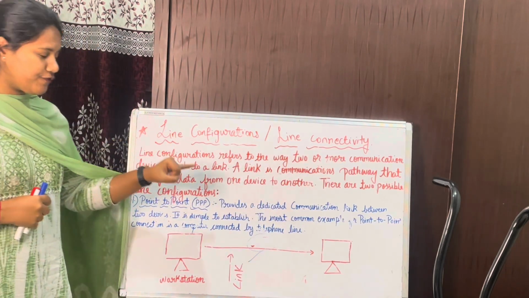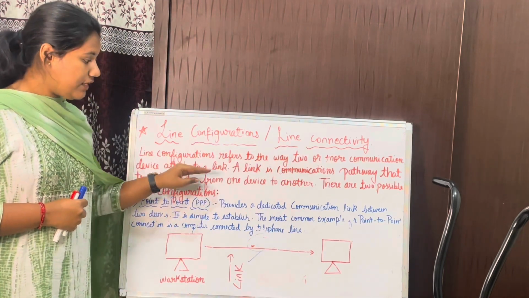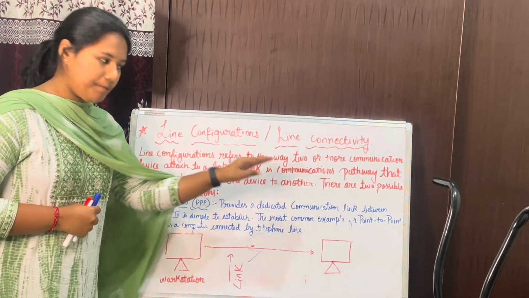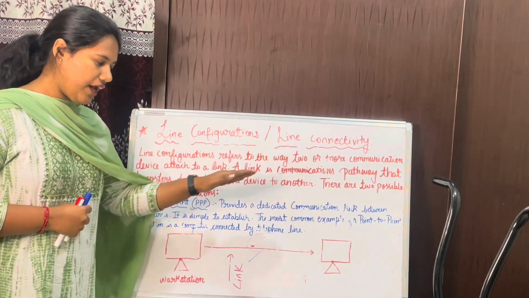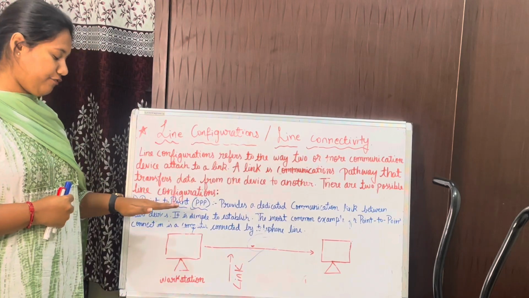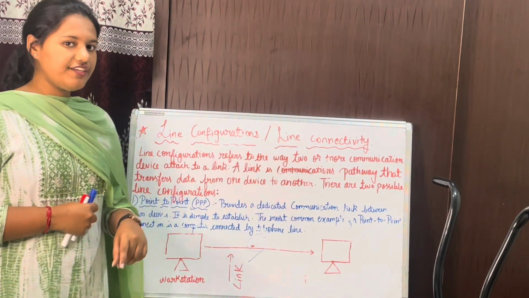Line configuration refers to the way two or more communication devices attach to a link. A link is a communication pathway that transfers data from one device to another. There are two possible line configurations. There are two ways into which line configurations are further divided.